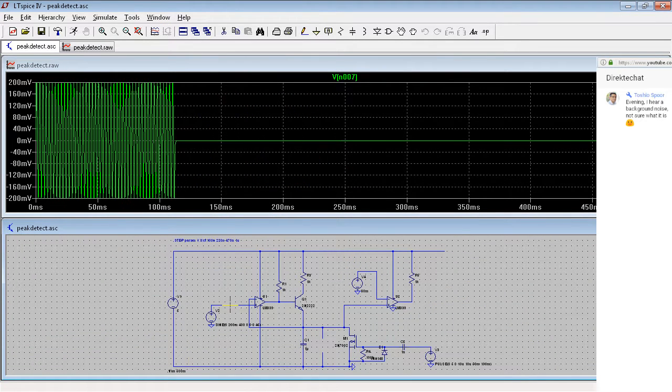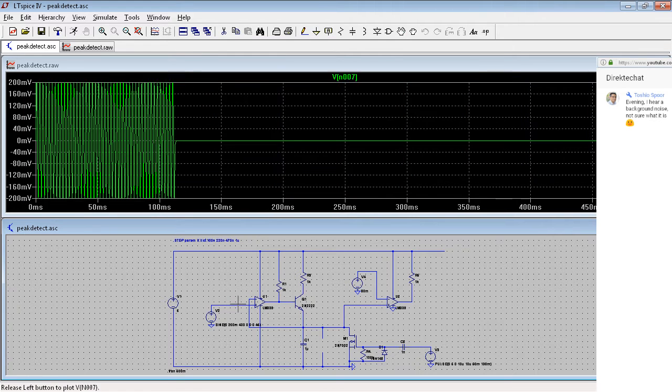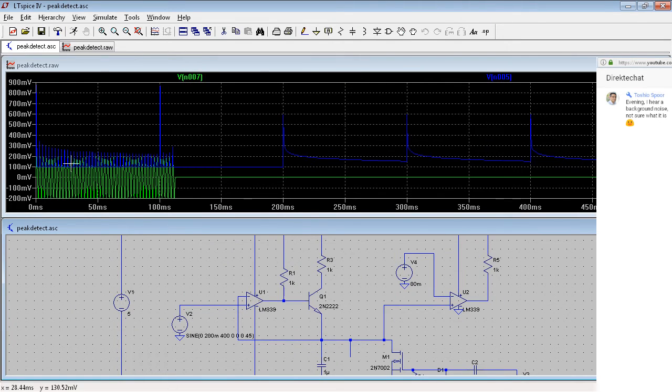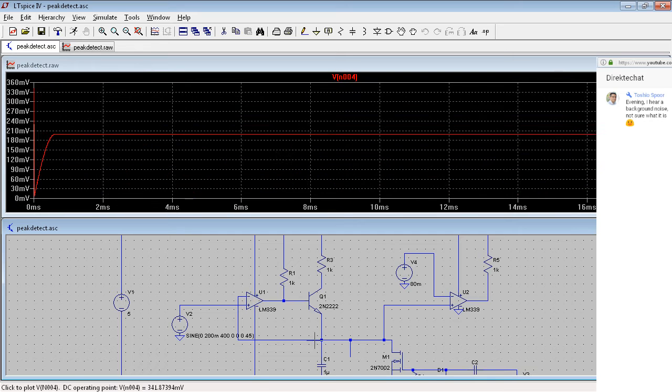So I have a 200 millivolt signal. It starts at the beginning and it stops after a while. I have a clock pulse. We get into that later, but for now I'm just going to look at this part of the circuit here. So what comes out of the comparator is, for every time we have a peak, there will be a little spike. So it tries to regulate something, and what does it regulate? Well, it tries to maintain the charge on the capacitor. So let's have a look at that.